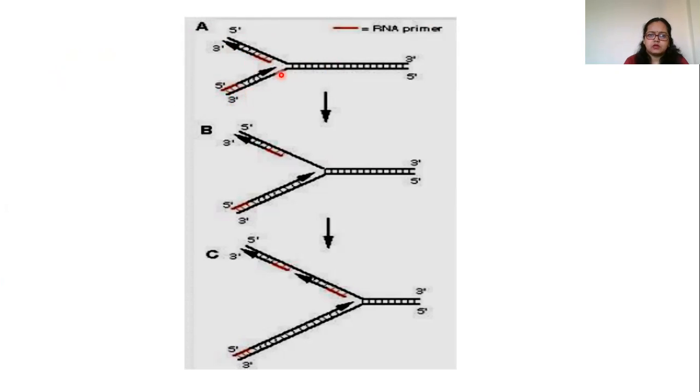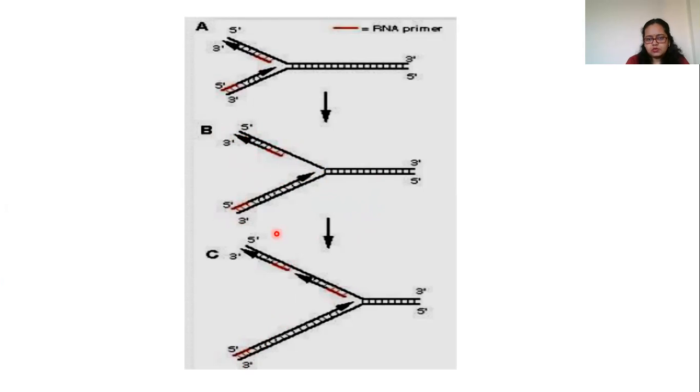Okay, now on the other strand, like this. So the replication fork is moving in this direction. You can see that on one strand the DNA synthesis is continuous, in the direction of movement of the replication fork, while on the other strand the newly synthesized DNA is moving away from the movement of the replication fork. So this belongs to the lagging strand, while this one belongs to the leading strand.